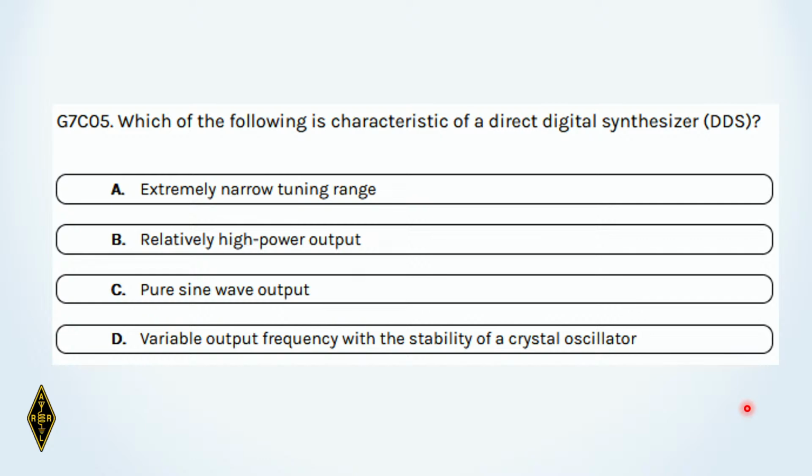And which of the following is characteristic of a direct digital synthesizer? Delta. Yeah, we didn't go in depth with it, but it has a variable output frequency with the stability of crystal oscillators, and a lot of amateur radio transceivers utilize this technology.